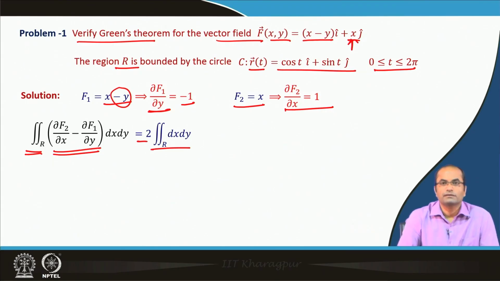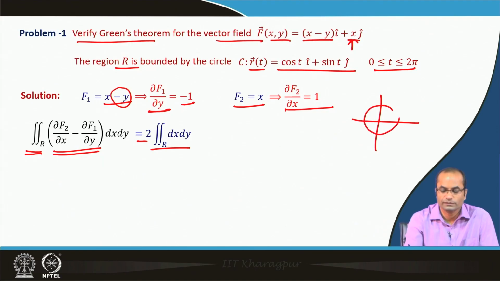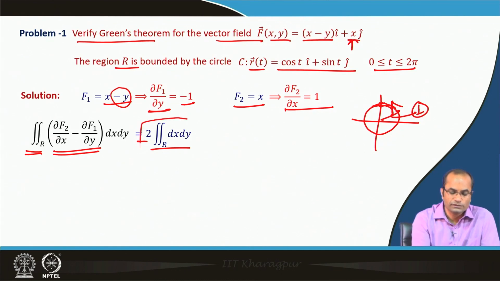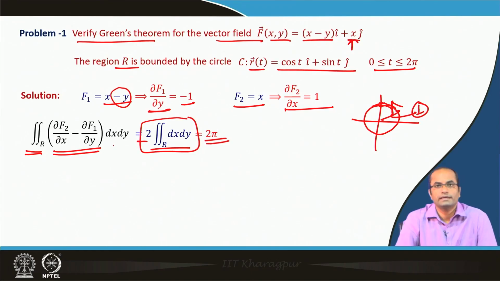So, we have the circle there, of unit radius centered at 0. And the area of the circle we know, because the radius is just one unit here, so it is pi r square, that means pi. So, here this is 2 pi, the value of this area integral, the double integral, is 2 pi.